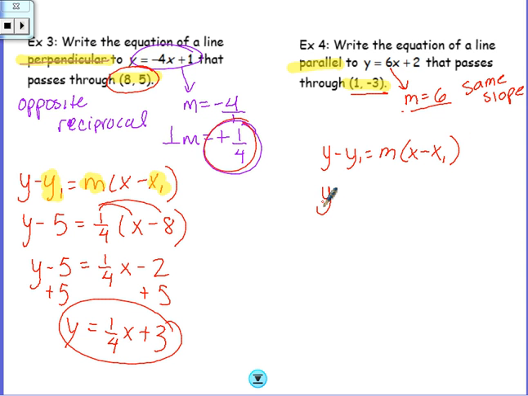So we're going to replace y1 with 1. Our slope is 6. And x1. Oh, guys, hello. Silly me. I mixed up my x and my y. We know y1 is negative 3, and our x is 1. When we have minus a negative, we know that's the same as addition, y plus 3. There we go. So now we can go and distribute.